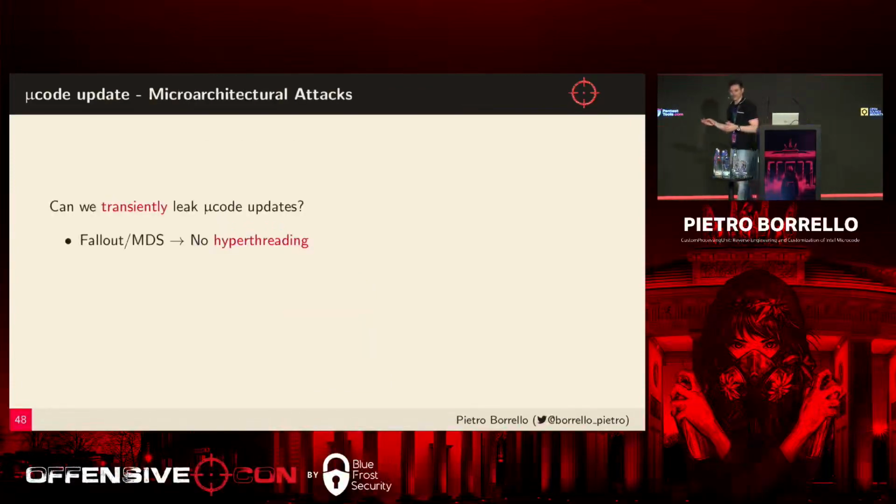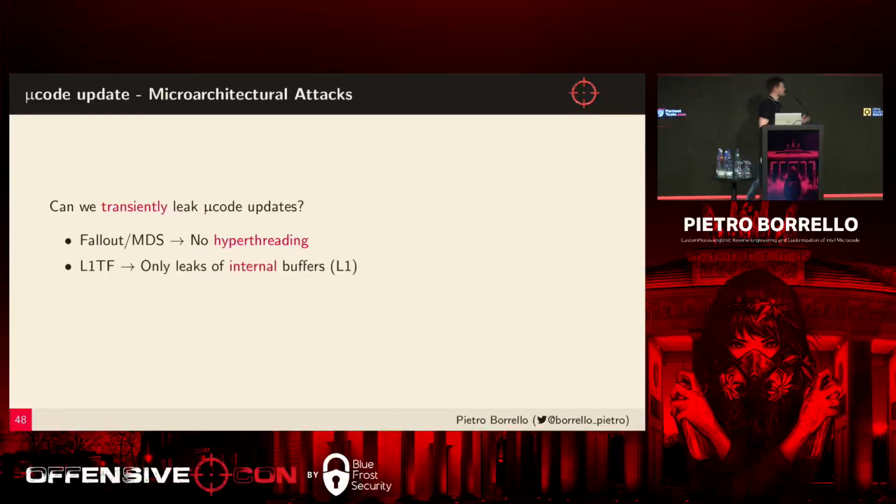Why don't we move to microarchitectural attacks then? We tried architectural ones, we tried race conditions. So can we transiently leak microcode updates? For example, we can use attacks like Fallout or Microarchitectural Data Sampling that let you sample data that is in flight in the CPU. However, you have to actually be able to sample the data. Since you don't have hyperthreading enabled, if you do that, your sampling will be either before or after the microcode update algorithm. So the data that you sample will be completely unrelated to the microcode update, even on CPUs that are vulnerable to this kind of attack.